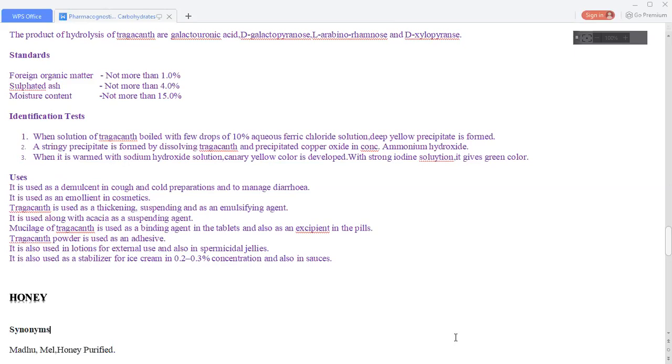Mucilage of Tragacanth is used as a binding agent in tablets and also as an excipient in pills. Tragacanth powder is used as an adhesive because of its binding properties. It is also used in lotions for external use and also medically in spermicidal jellies. Next, it is also used as a stabilizer for ice cream in 0.2 to 0.3% concentration and also in sauces, which retains their lifespan.